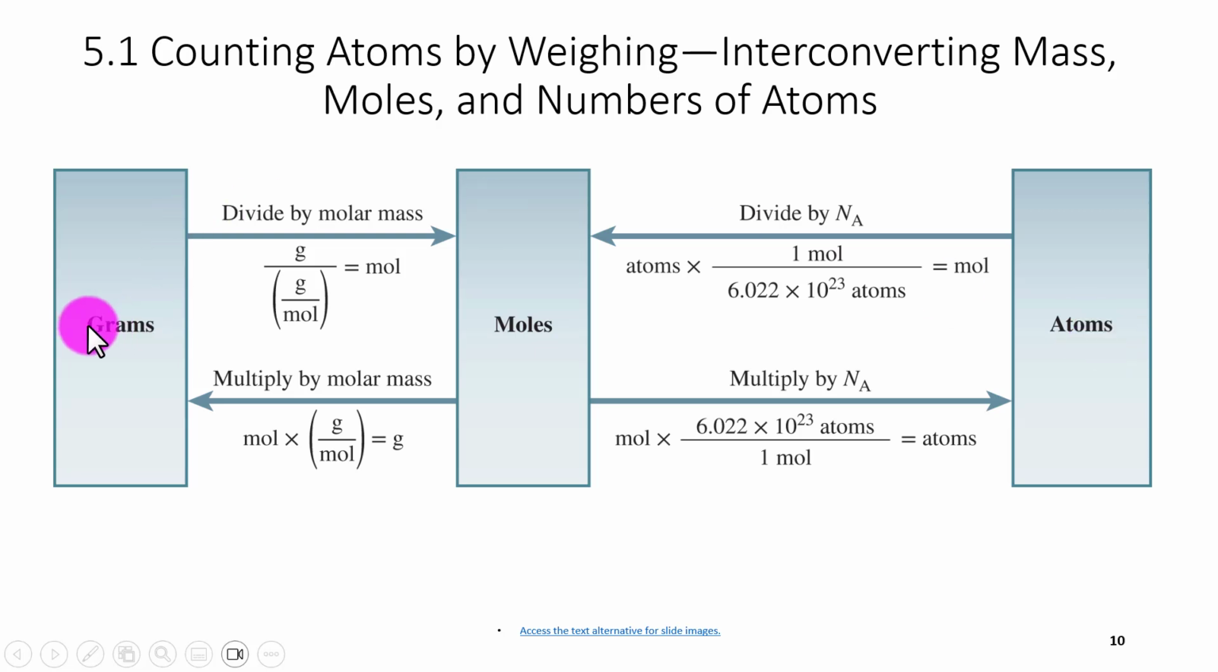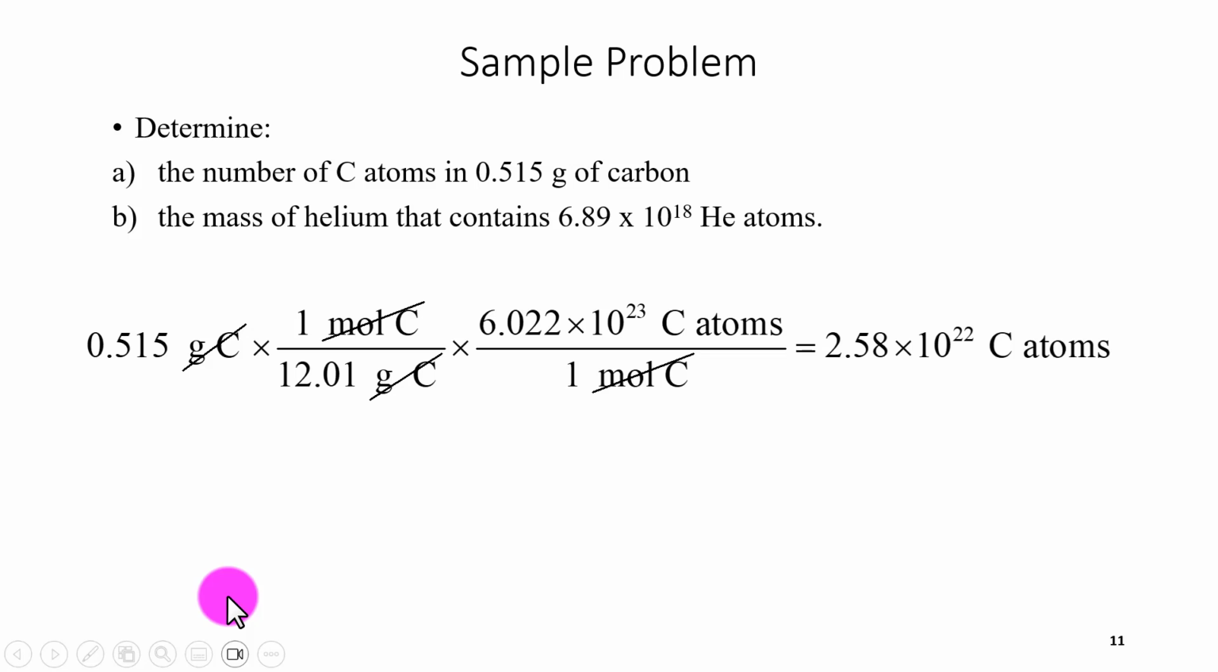So what are we going to do? We can't go directly from grams to atoms, but we can go to moles. So we can take grams, divide by molar mass of carbon to get the moles of carbon. Once we have the moles of carbon, all we have to do is multiply by Avogadro's number to get the atoms. And here's kind of the setup for you, right? So once you have the moles, you will have a number here, multiply by this conversion factor to get the number of atoms.